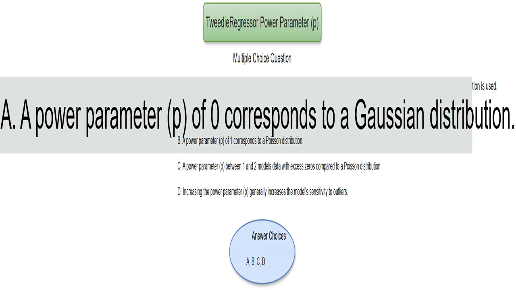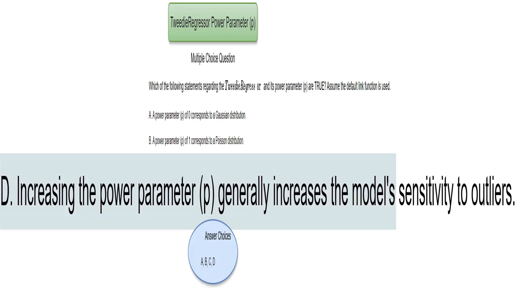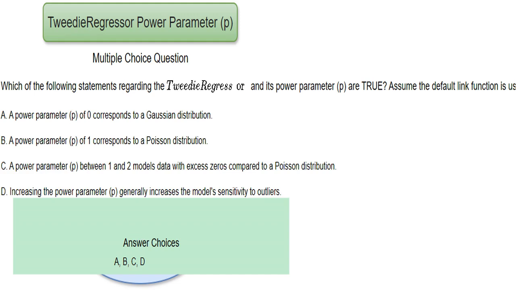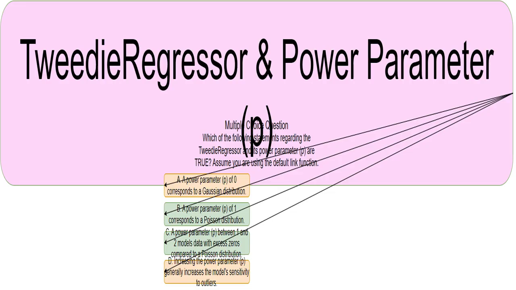Setting the power parameter p to 0 doesn't give us a Gaussian distribution in this context. Instead, you'd use a Gaussian regressor for that. That statement is incorrect. Increasing p actually decreases the model's sensitivity to outliers because it makes the model less sensitive to extreme values. I'm ready to select the correct answer choices from A, B, C, and D based on my analysis of each statement.